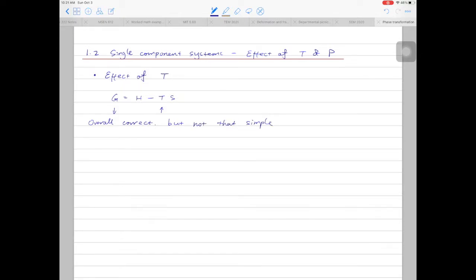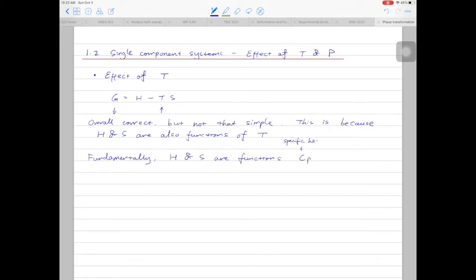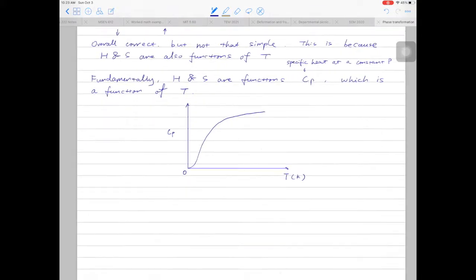This is because H, the enthalpy, and S, the entropy, are also functions of T. At a fundamental level, both H and S are functions of Cp. Cp is the specific heat at constant pressure, which is a function of T. Here is a graph plotting Cp as a function of T. As you can see, as T increases, Cp also increases.